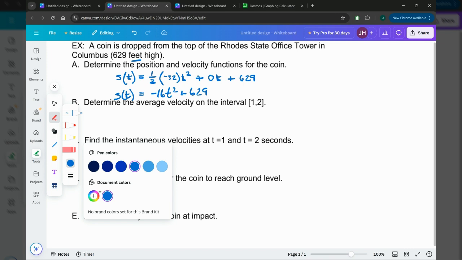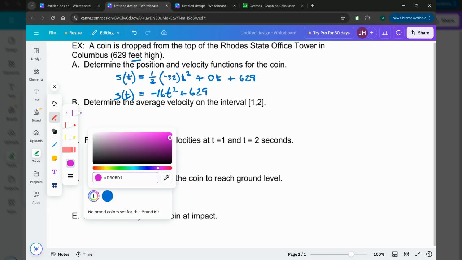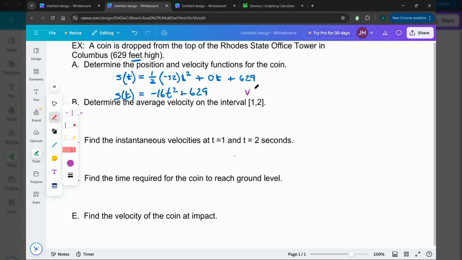Now, how am I supposed to find my velocity function? My velocity function is instantaneous velocity. We're going to take the derivative. The derivative of the position function will be your velocity function. So what's the derivative of negative 16t squared? You would bring the 2 out front and multiply, so it would be negative 32. And t would now be raised to the first. And what's the derivative of the 629? Well, that would be 0. So this is my velocity function. And I found it because it's the derivative of my position function.